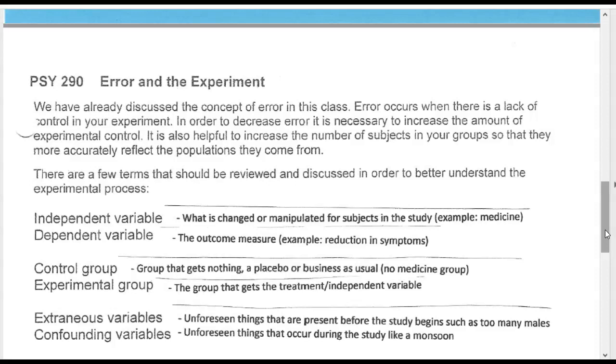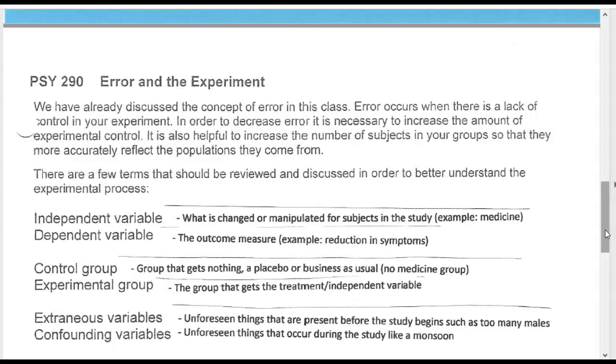That probably wouldn't happen. But business as usual? Yeah, keep eating what you normally eat. Either that or you tell the group they get nothing, they get no diet. It's not like they're going to get no food for 6 months, but they might get no diet. Experimental group, they get this new diet that we are going to try out on people.